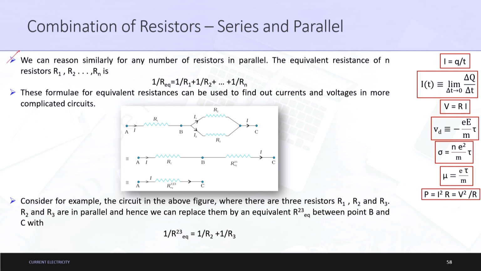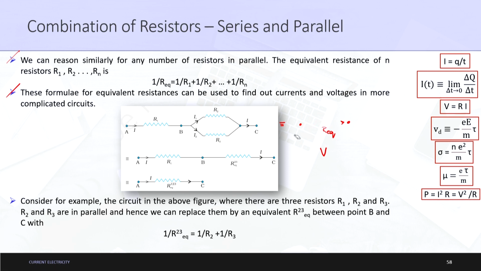Next, this formula for equivalent resistance can be used to find the currents and voltages in more complicated circuits. For example, if we need to find the equivalent resistance for this, we just need to change this complete set of resistors into a simple R equivalent, such that there is a current I passing through it and the potential difference is V.